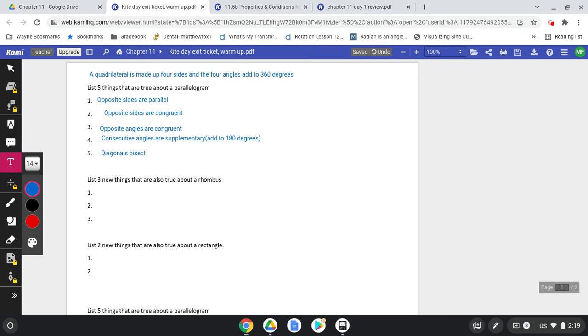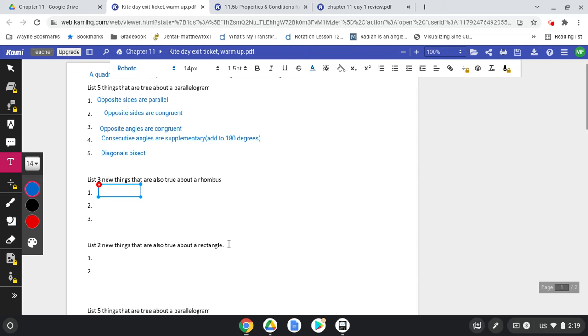Now, we also want to talk about some things we know to be true about a rhombus. When we have a rhombus, there are more things that are specifically true about a rhombus. All of these top things, these 6 things we've already said, are also true about a rhombus. But specifically, a rhombus is a parallelogram in which all 4 sides are congruent.